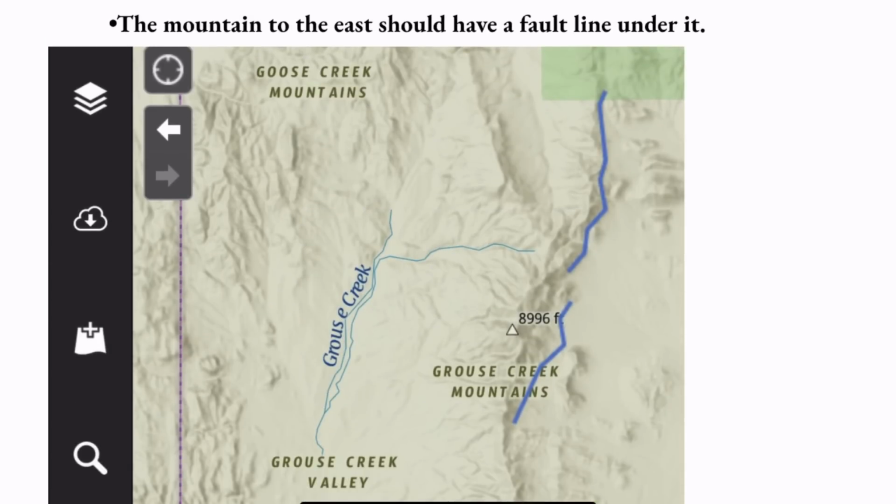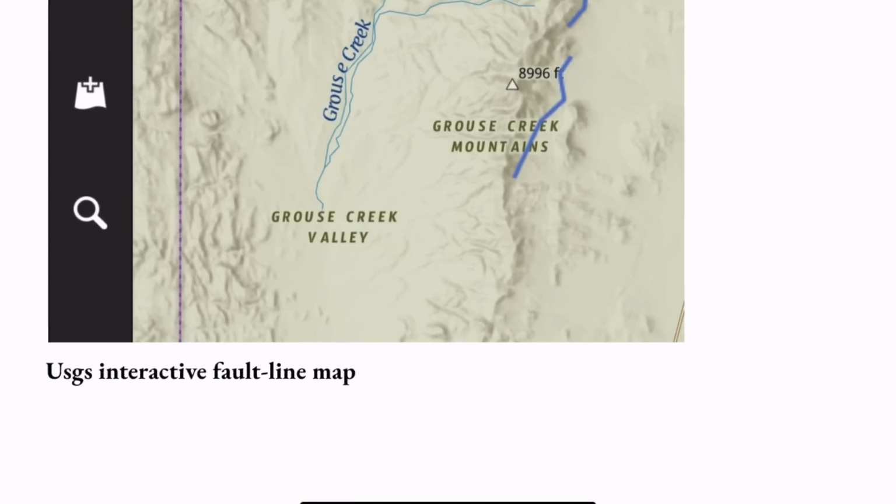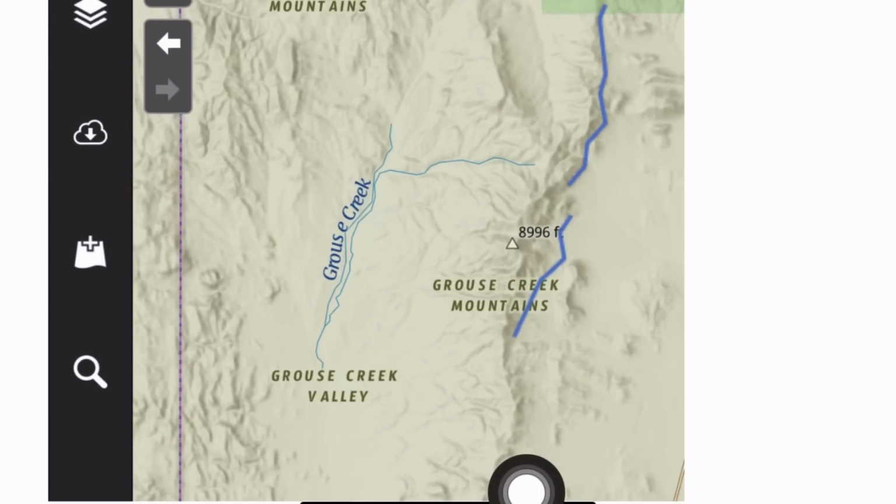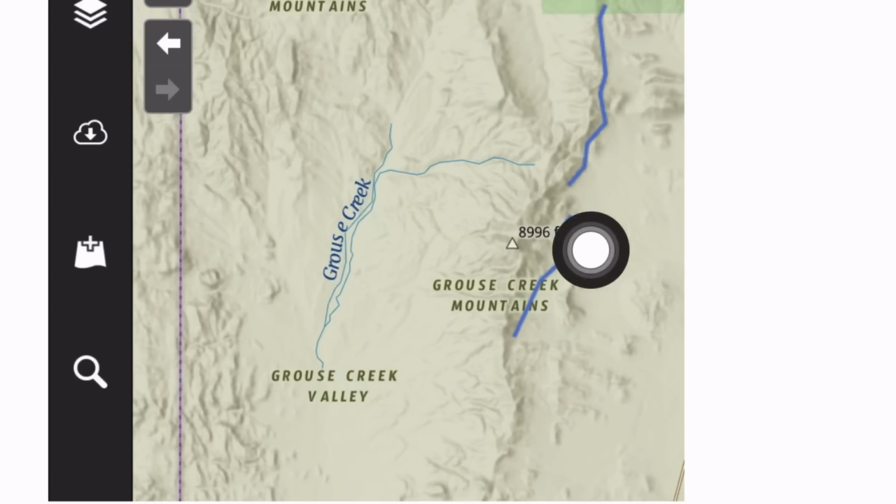Now, the mountain to the east, this is my favorite part. The mountain to the east should have a fault line under it. Not only any fault line, it should be a transformed boundary. So this is where we said Jerusalem is, guys. And if you want to look at this, this is a USGS interactive fault line map. You can type that into Google, go to the northwest part of Utah, and then you will see this is where Jerusalem is. This is the tectonic fault line right in the Grouse Creek Mountains. And in the Grouse Creek Mountains, as you can see, there is basically a diagonal fault line right there.